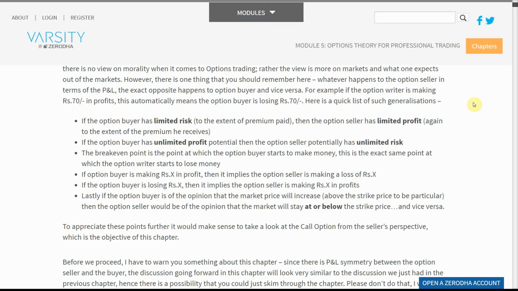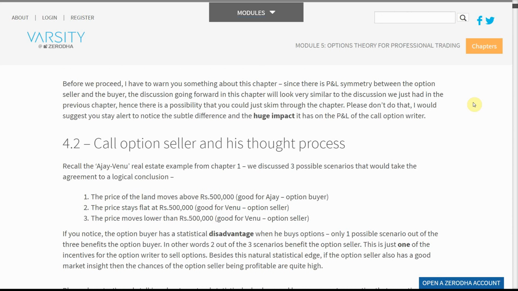To appreciate these points further, it would make sense to take a look at the call option from the seller's perspective, which is the objective of this chapter. Before we proceed, I have to warn you about something in this chapter. Since there is P&L symmetry between the option seller and the buyer, the discussion going forward will look very similar to the discussion we just had in the previous chapter. Hence, there is a possibility that you could just skim through the chapter. Please don't do that. I would suggest you stay alert to notice the subtle difference and the huge impact it has on the P&L of the call option writer.